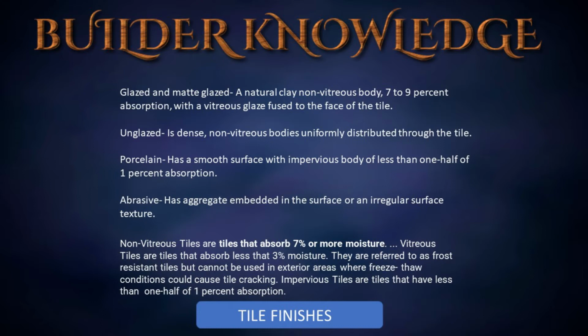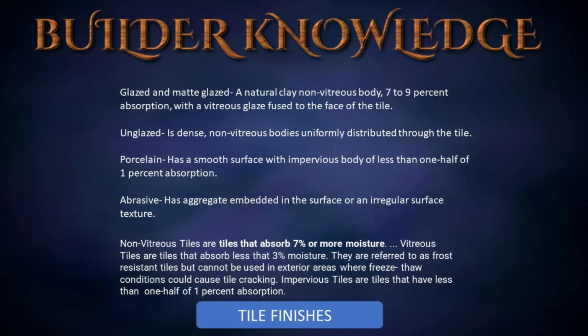Now let's go over the different tile finishes. Glazed and matte glazed tiles have a natural clay non-vitreous body, 7 to 9% absorption, with a vitreous glaze fused to the face of the tile. Unglazed tile is dense, non-vitreous bodies, uniformly distributed through the tile. Porcelain tile has a smooth surface with impervious body of less than 0.5% absorption. Abrasive tile has aggregate embedded in the surface or an irregular surface texture.